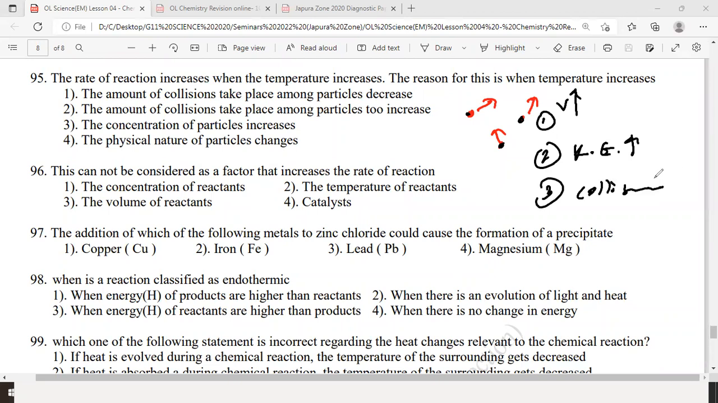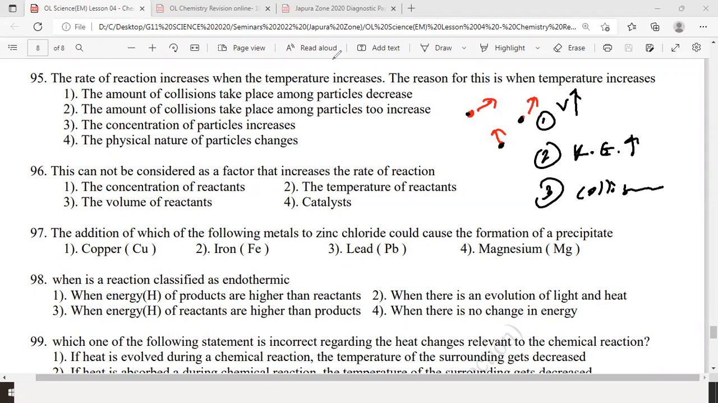Without coming in contact, no reaction takes place. Reacting molecules should come in contact for any reaction to take place. If they are far apart, no reaction. Collisions matter. If collisions occur at higher speed, with a high rate of energy, the rate increases. So what is the answer? The number of collisions taking place among the particles increases. That's the reason. The answer is second.